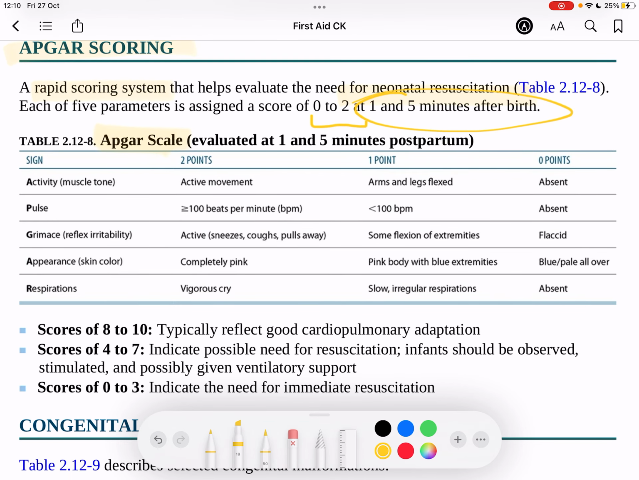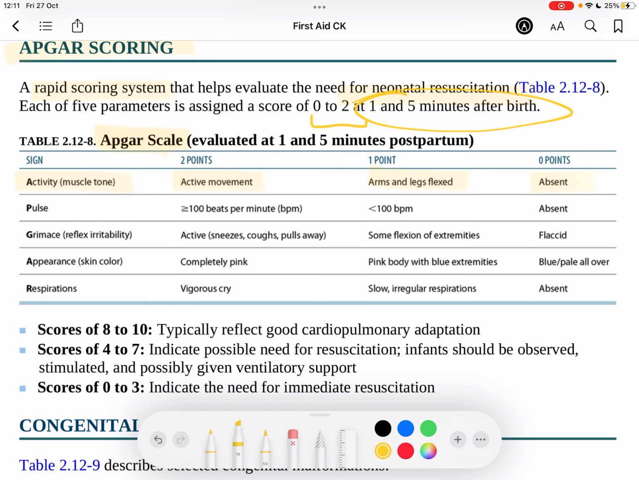The first A is activity, i.e. muscle tone. You get 2 points if there's active movements of the baby, of the neonate, okay? If the baby is moving, but they only really have tone with flexion of the arms and the legs, this is 1 point. And if there's absent muscle tone, this is 0 points.